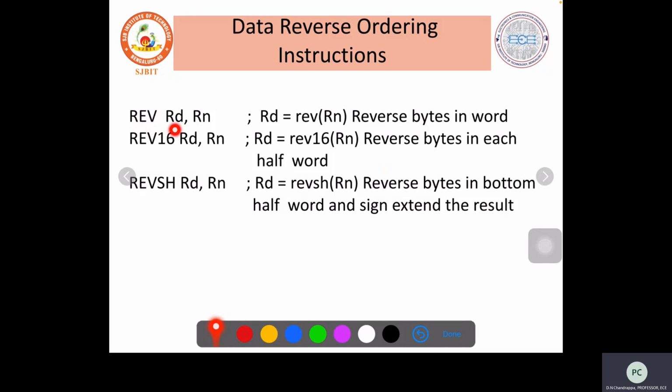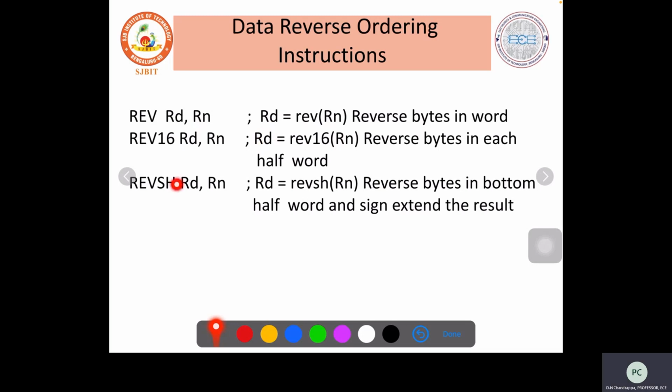Now the first one I'll come to is REV RD comma RN. Here RD is the destination register and RN may be the source register. RD equals reverse of RN: whatever data is there in this register will have its bytes reversed in the word and stored in the destination register RD. Similarly, another instruction, REV16 RD comma RN. The syntax is like this. The content of RN, the bytes in each half word, are reversed and the result is stored in the destination register RD.